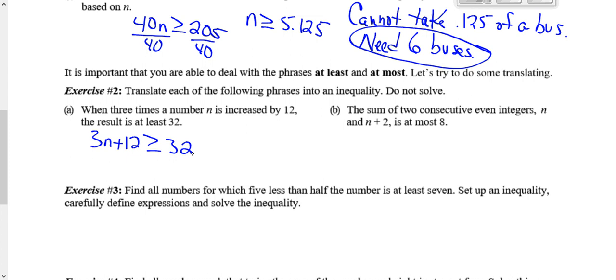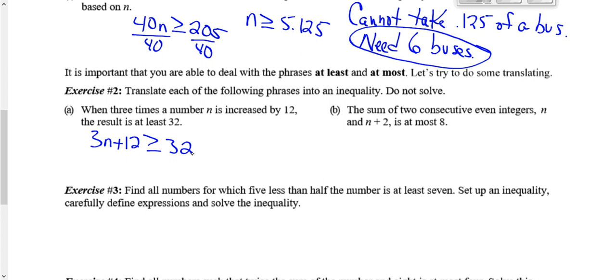They just said don't solve. Part B, the sum of two consecutive even integers. You know what consecutive means, right? They're in a row, one right after the other: 1, 2, 3, 4, 5. But wait, it says consecutive even integers. So give me an example: 2, 4, 6, 8, 10, right? One even after the other, okay?